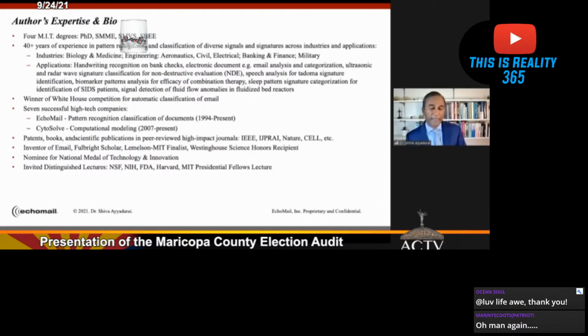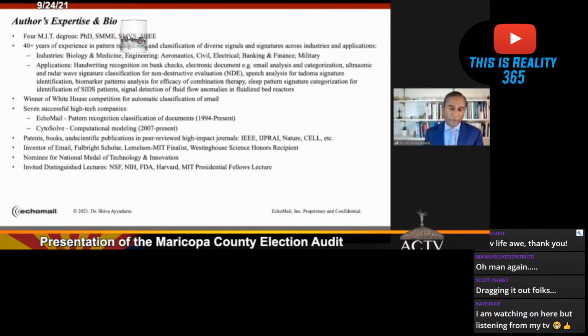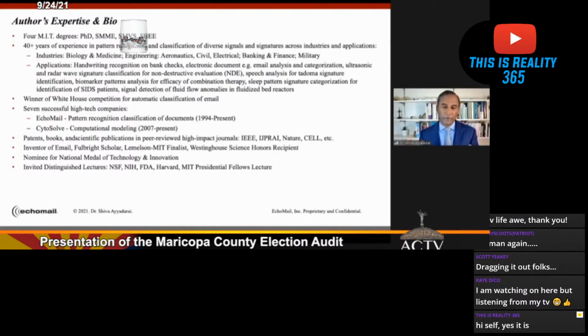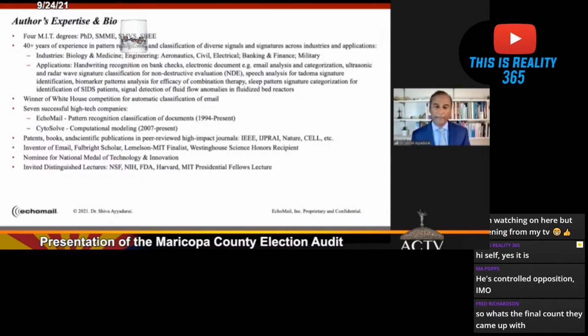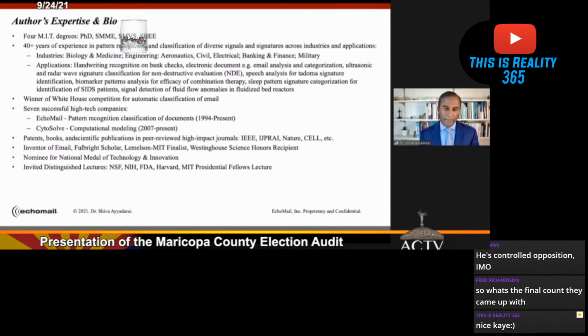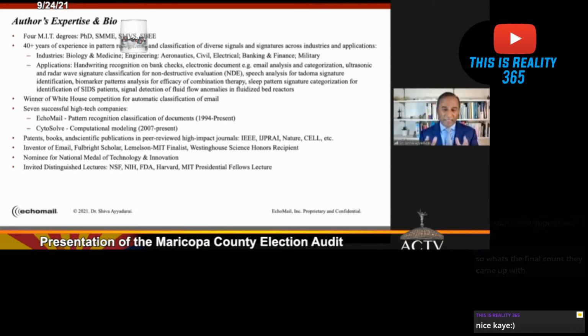My other degree from the MIT Media Lab is in scientific visualization. My master's, where I also used these same techniques to do some of the earliest complex visualizations for classification. And my bachelor's is in electrical engineering and computer science, also from MIT, where I built one of the first cardiology systems for doing pattern analysis of cardiology signals. But beyond that, my focus for 40 plus years has been in this field of pattern recognition and classification in biology and medicine, engineering, aeronautics, civil, electrical, banking, and finance, military.